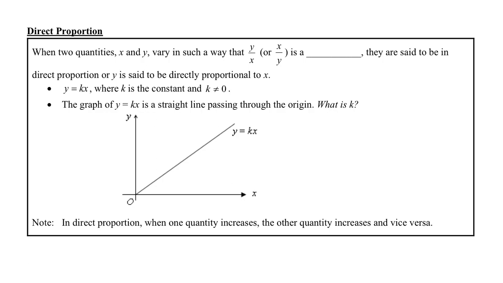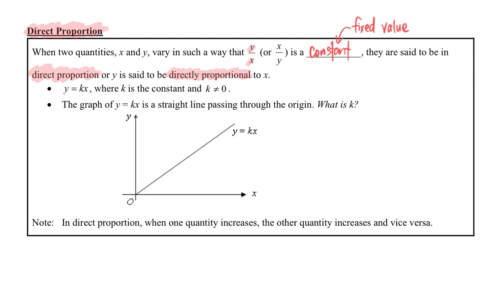We are given that when two quantities, x and y, vary in such a way that y divided by x is a constant, meaning there's a fixed value, they are said to be in direct proportion, or directly proportional to each other. And that brings me to this topic called direct proportion.